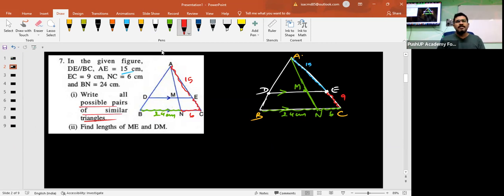Now, how to do that? Children, you must have noticed this whole figure. It's a combination of multiple triangles, isn't it? See how many triangles you can name. One is the big triangle, the parent triangle ABC. Other one is triangle ADN, then ABN, then AME, then ANC. Total, I think 5 triangles are there. So out of all these 5 triangles, we have to find which pairs of triangles would be similar to each other. It's very simple. I'll teach you.